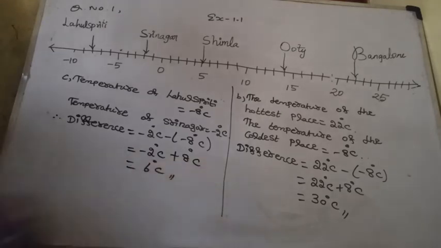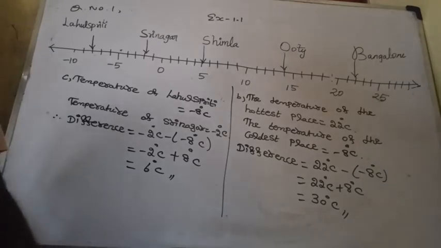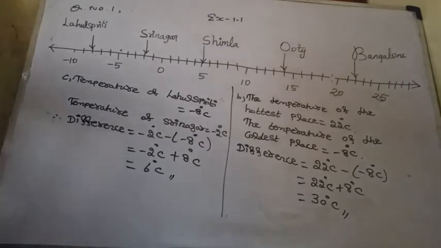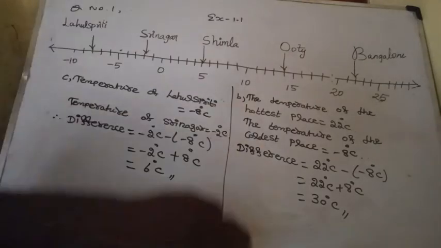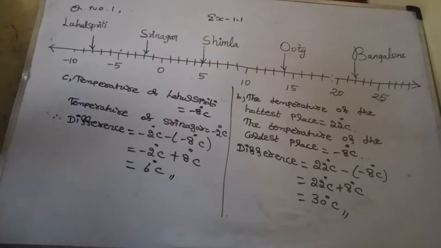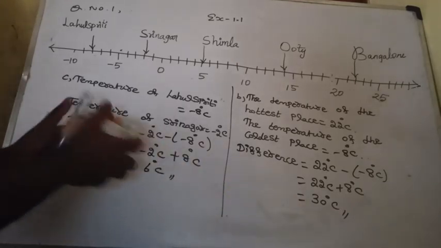Are you getting it dear? Shall we move to the next one? Now look at question number D. Can we say the temperature of Srinagar and Simla taken together is less than the temperature of Simla? We cannot conclude by just saying. First we will find the sum of the temperature of Simla and Srinagar. Temperature of Srinagar is minus 2 degrees Celsius, temperature of Simla is 5 degrees Celsius.